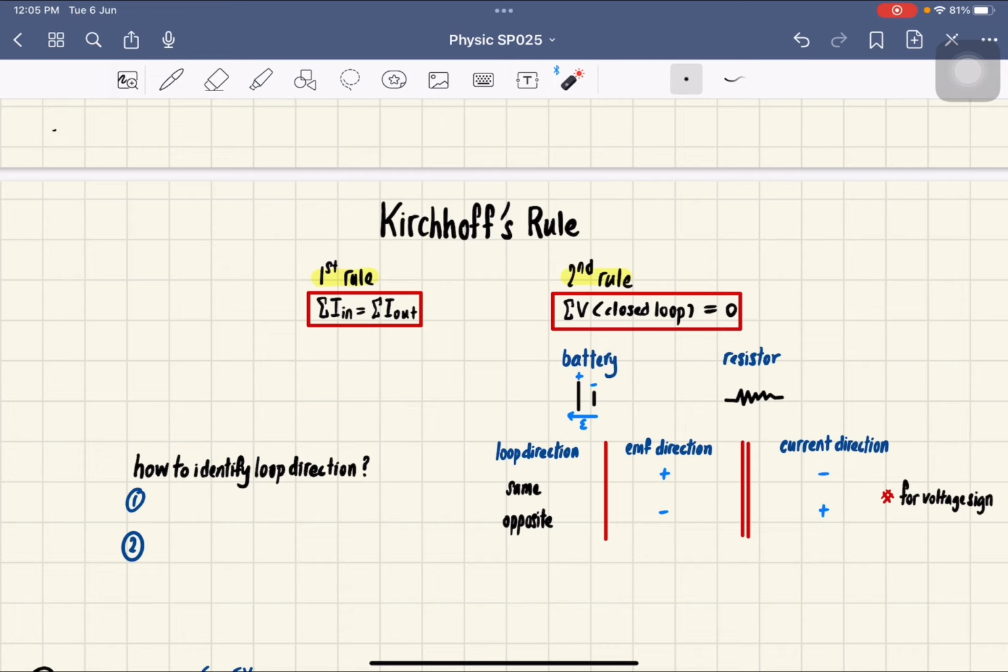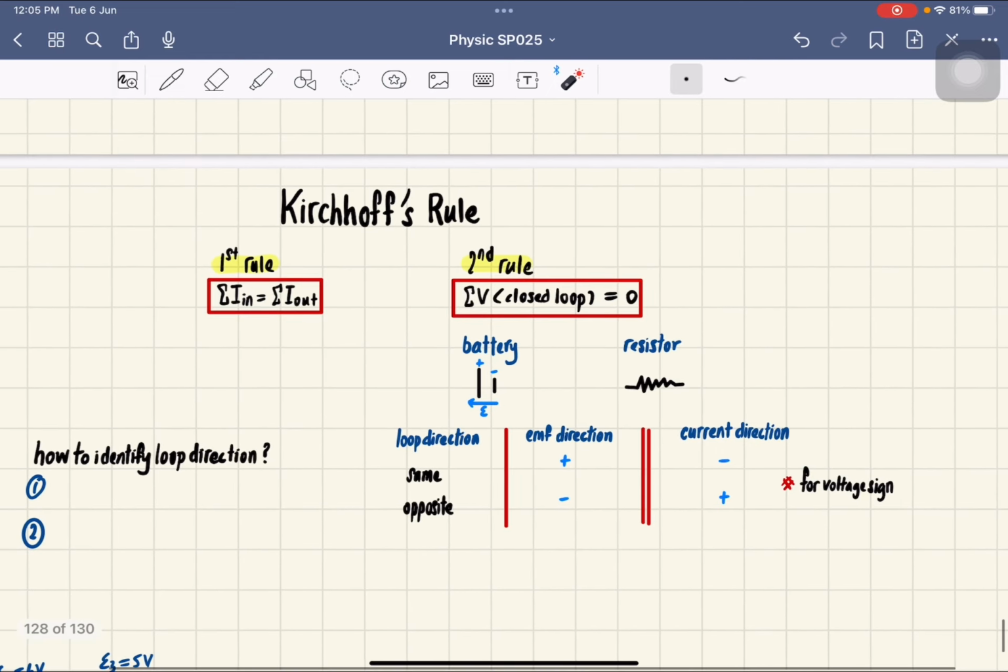So, how do we identify the positive sign and negative sign of the potential difference in the closed loop? For a battery, if the loop direction is the same as the EMF direction of the battery, then a positive sign of potential difference will be obtained. Whereas, for a loop direction that is opposite to the EMF direction of the battery, we will get a negative sign of potential difference.